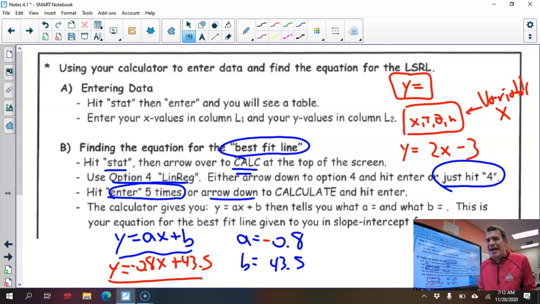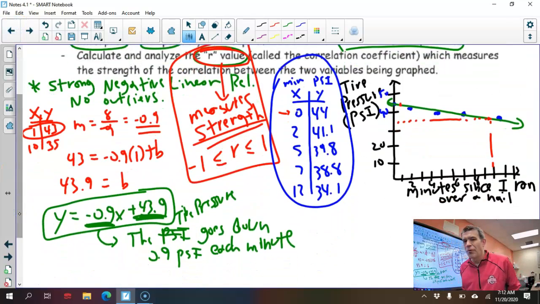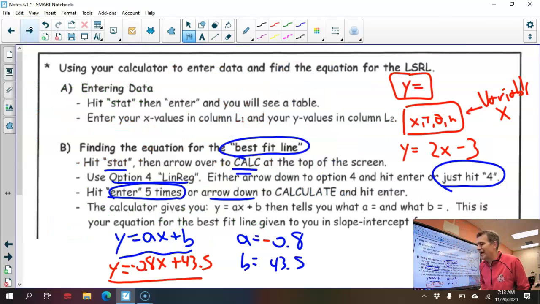And if you look back at the equation that I calculated using my best fit line, pretty close. I have negative 0.9 instead of 0.8, and I have 43.9, they have 43.5. So we did a pretty good job of calculating the best fit line. Well, there you go. You have just learned how the calculator will calculate the best fit line for you.